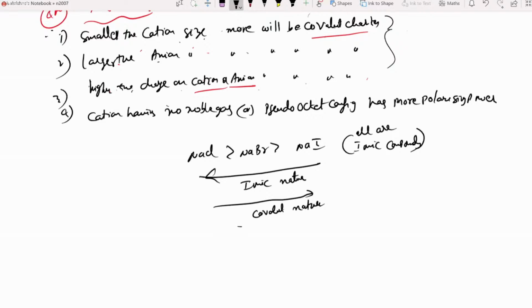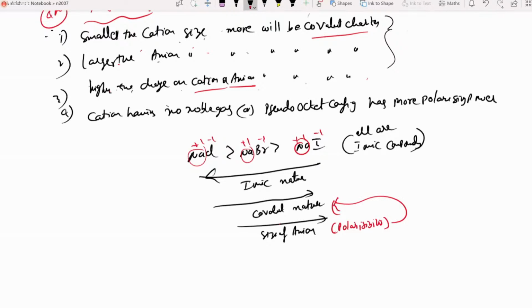Why is covalent nature opposite? Left to right, the size of the anion is increasing. I can't differentiate by the charges, +1, -1 for all of them; the cation is also the same. Who is the only one different? The anion. As the size of the anion increases, polarizability increases. As polarizability increases, covalent character increases. So tell me, which is more ionic? NaCl. Which is less ionic? NaI.